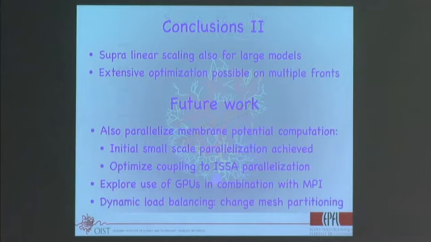So, conclusions. For the second part, we get the supralinear scaling also for large models, but there is extensive optimization required, and that is really on multiple little aspects of the program, and it's clearly not finished, right? One thing I didn't mention explicitly is that the models we're using now do not actually include voltage-gated processes. So we were not computing the membrane potential on this.